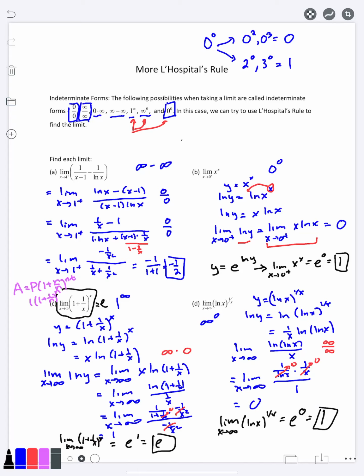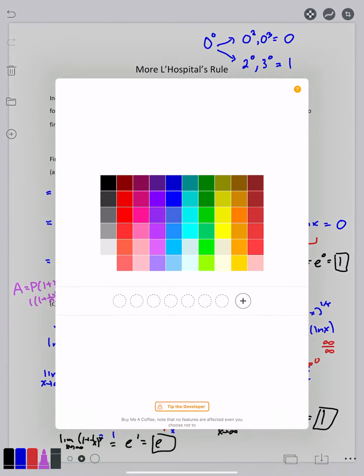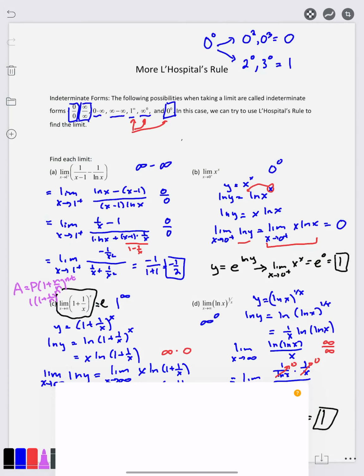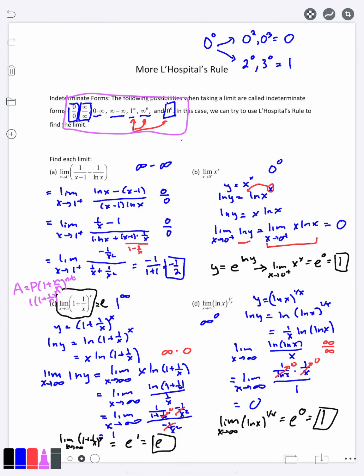So again, these are definitely trickier limits here, but whenever you're given a new limit, see if it's in one of these formats up here. Any of these indeterminate forms can be used in some way for L'Hospital's rule by playing around with it. If it's not one of those forms, then you have to use one of the techniques that we learned previously for finding limits.